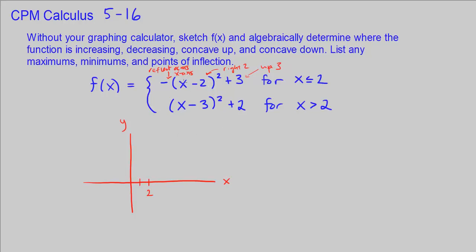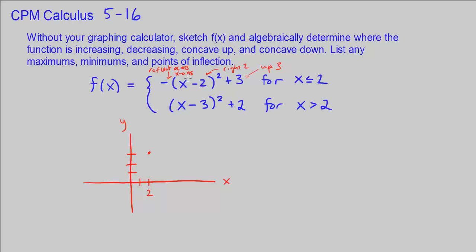So first of all, we have a parabola that's going down, but the vertex, instead of at 0, 0, is right 2, up 3. So 1, 2, 3. And we have a parabola that looks something like this, right? Except we're only defining it for x less than or equal to 2. So let me go ahead and erase the right side. Okay? And we have a parabola that goes down here.